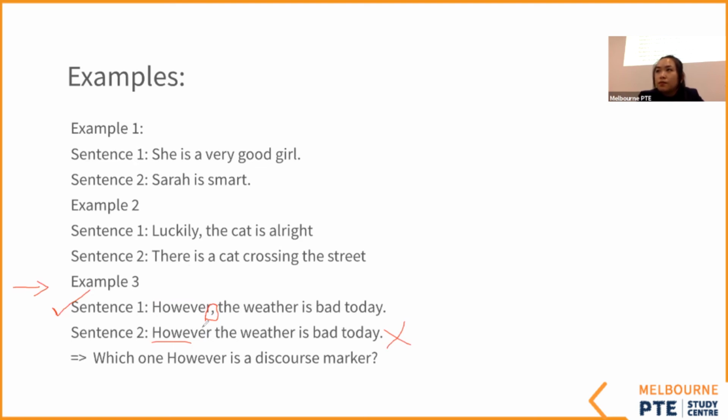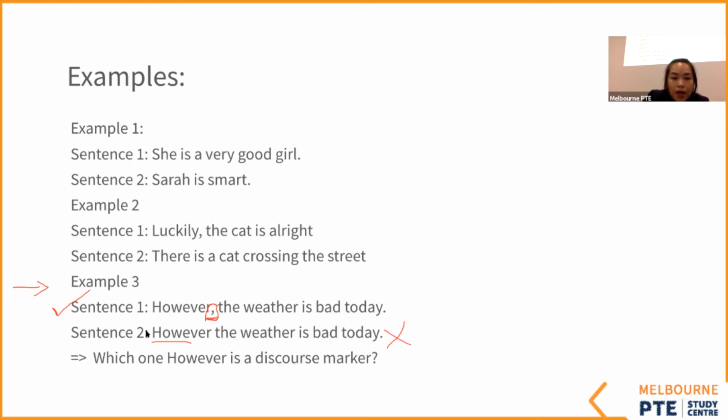However, the weather is bad today. The second one could be the first sentence. That's right, correct. Because however, in this one, is not a connector. The function is not a connector, just because of the comma. So I want you guys to remember this because it's actually applied in the reorder paragraph.